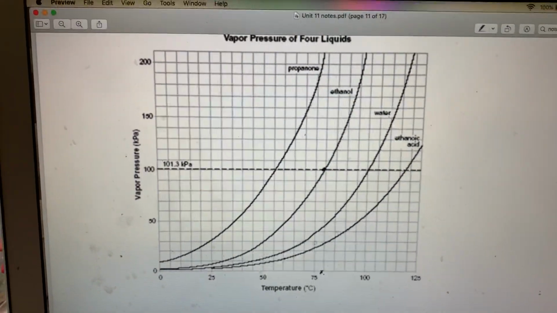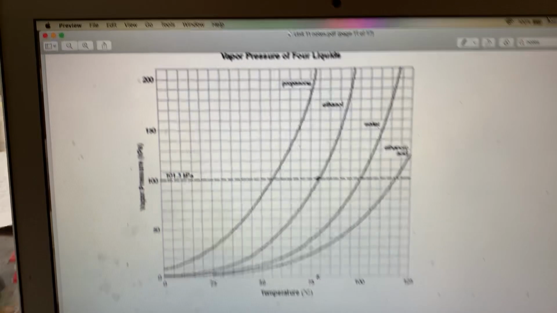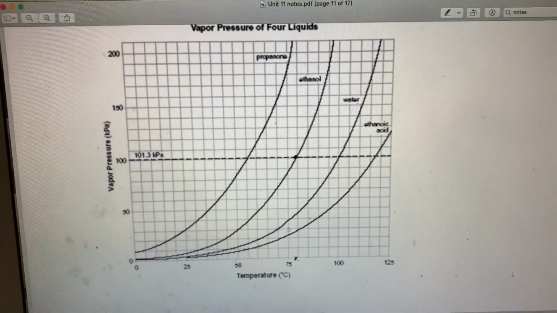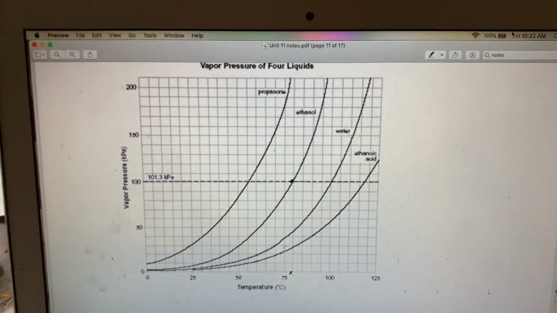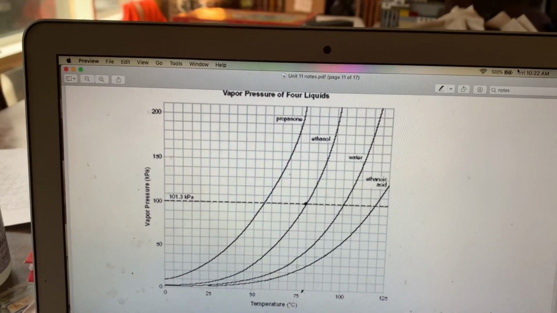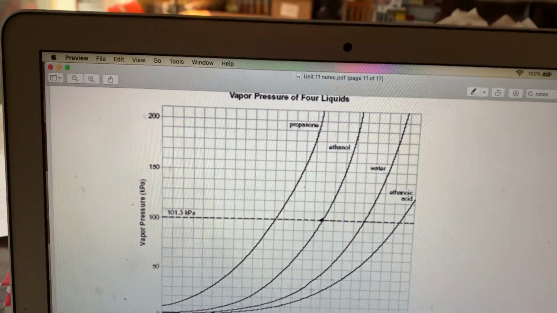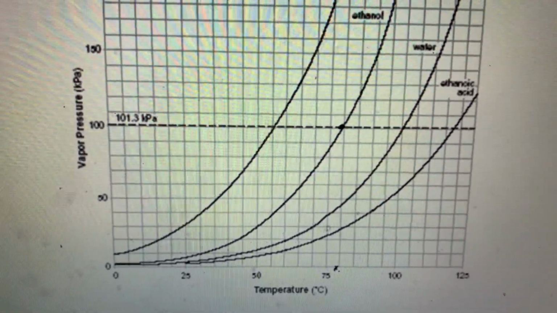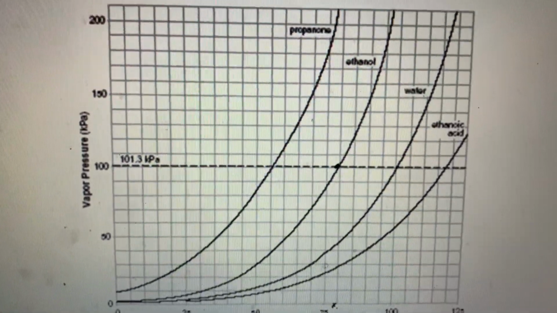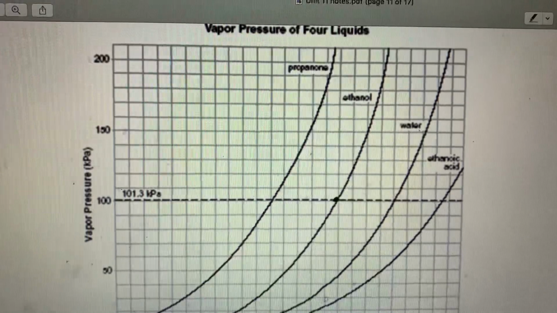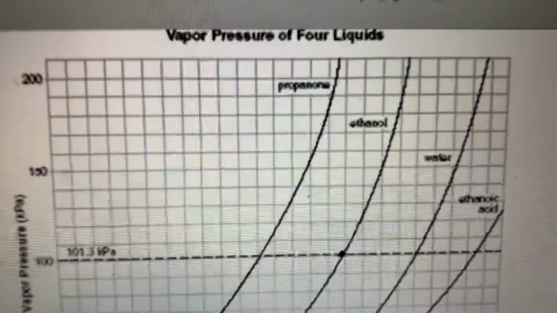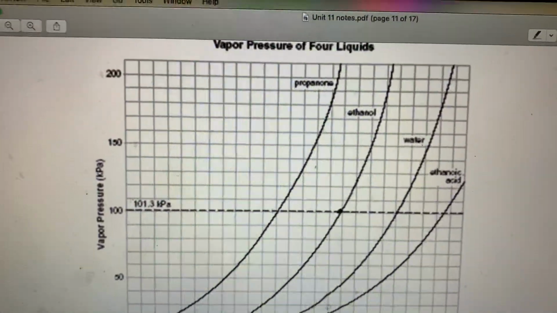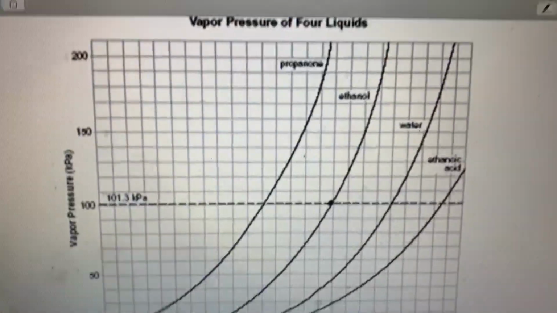All right, so here's a vapor pressure curve that has 4 different liquids on it. And by looking at this, and I'll go in a little bit closer, again, still temperature on the x-axis and vapor pressure on the y-axis. And we can see our 3 different liquids. And you guys should have this graph. You can look in the documents, or it should be in your notes.